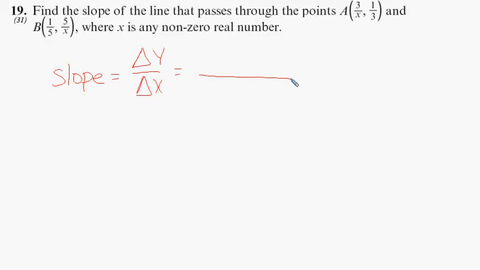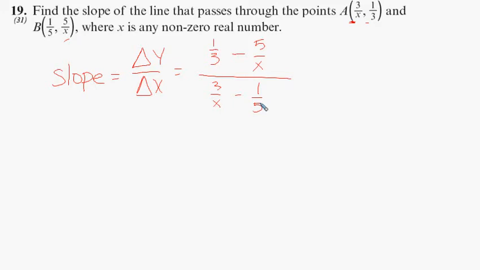And I'm going to take my y values, which is going to be 1/3 minus 5 over x. And the next one, the delta x values, are going to be 3 over x, that's where I got this one here, minus 1 over 5. And then we just need to do the math on that, simplify it, because we have a complex fraction.